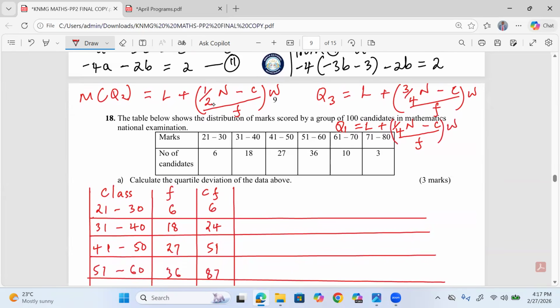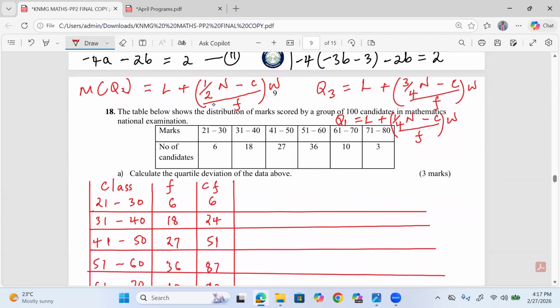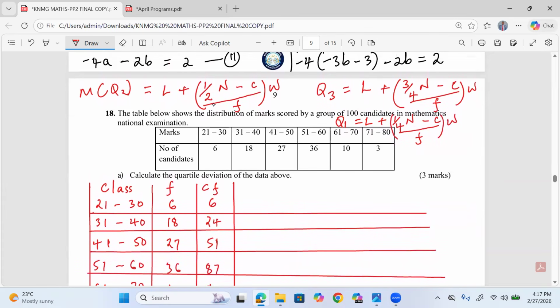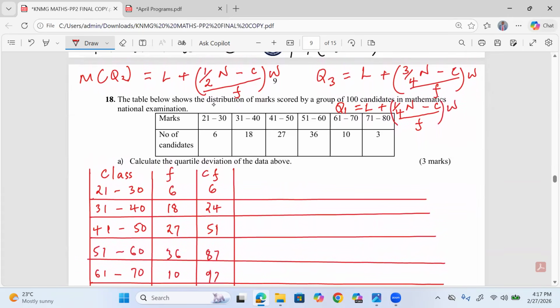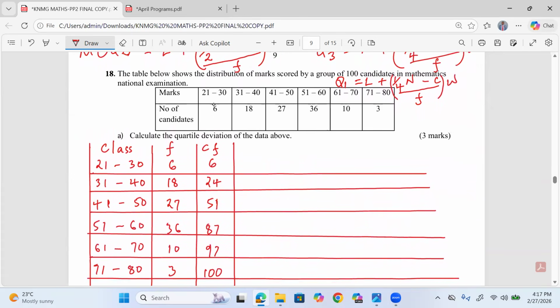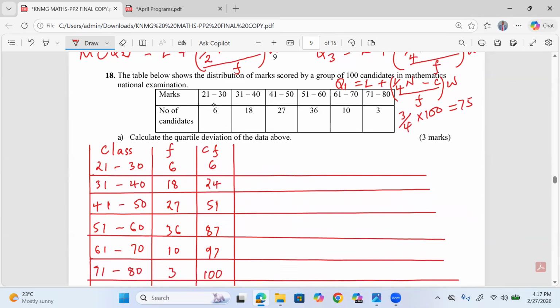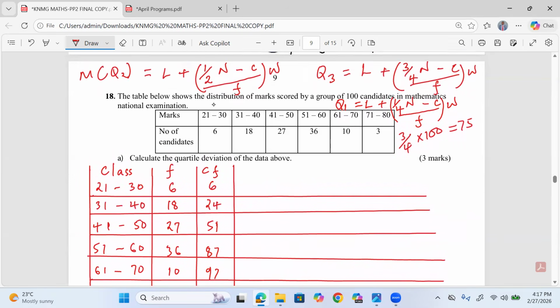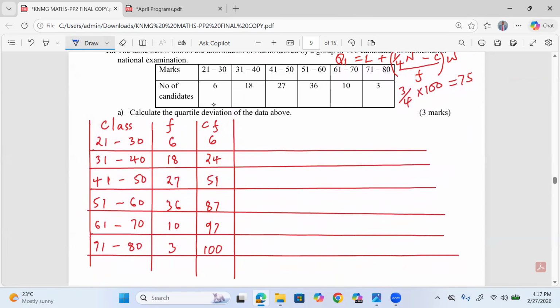Now what we need is Q3 and Q1 in this case. So Q3 minus Q1 divided by 2 gives us the quartile deviation. Before we get to substituting in the formula, we have to identify the respective classes. Total frequency is 100, so we pick 3/4 of 100. This is 75. Then we check using the CF. Where is 75 lying? Where is the 76th student?